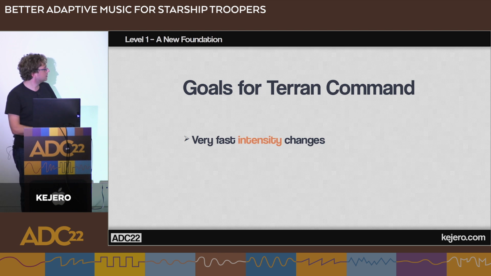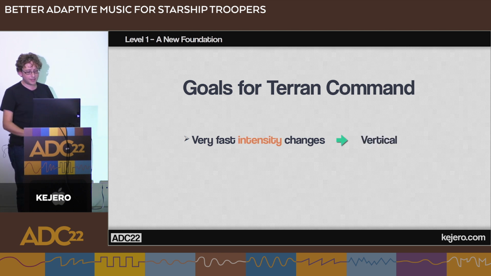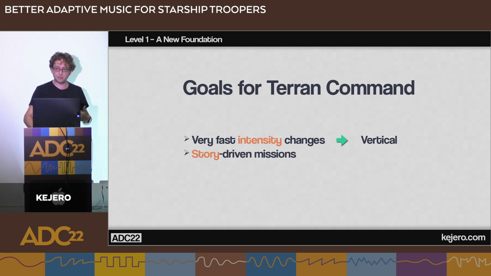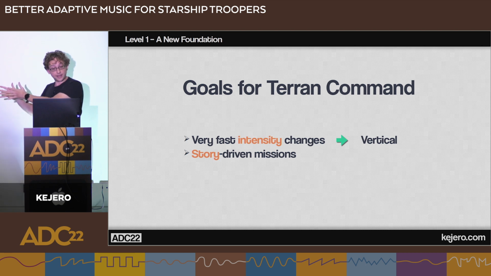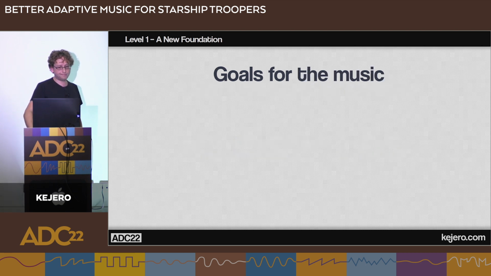Right, so in Terran Command, you have a lot of quick, short little battles, and that requires a lot of intensity changes. And that is typically achieved with vertical changes. At the same time, we also have story-driven missions. You move from one area to the next and to the next, and that really demands a horizontal approach.